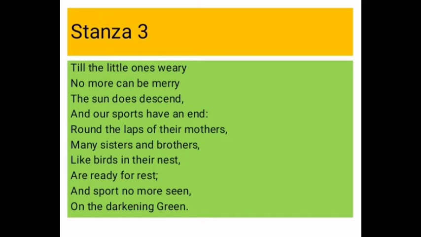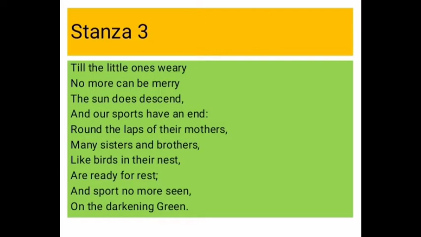Round the lap of their mother, they all went to the lap of their mother, many sisters and brothers. Like the birds in their nest, they all went to their mother's lap, ready for rest. Everyone is ready for rest. And sports no more seen on the darkening echoing green. Now the echoing green, that park, is coming into a darkening area, so no more sports is seen there. Everyone went for a rest.